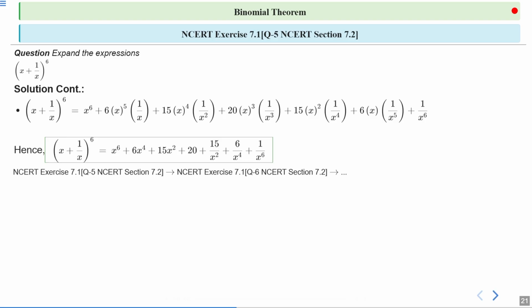Hence, (x plus 1 by x) raised to the power 6 is equal to x to the power 6 plus 6 times x to the power 4 plus 15 times x square plus 20 plus 15 upon x square plus 6 upon x to the 4 plus 1 upon x to the 6. Okay, clear? I hope it's clear to all of you.